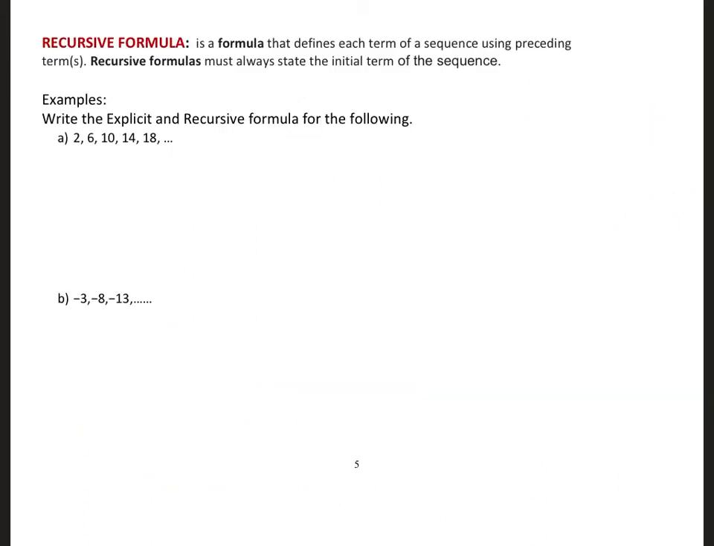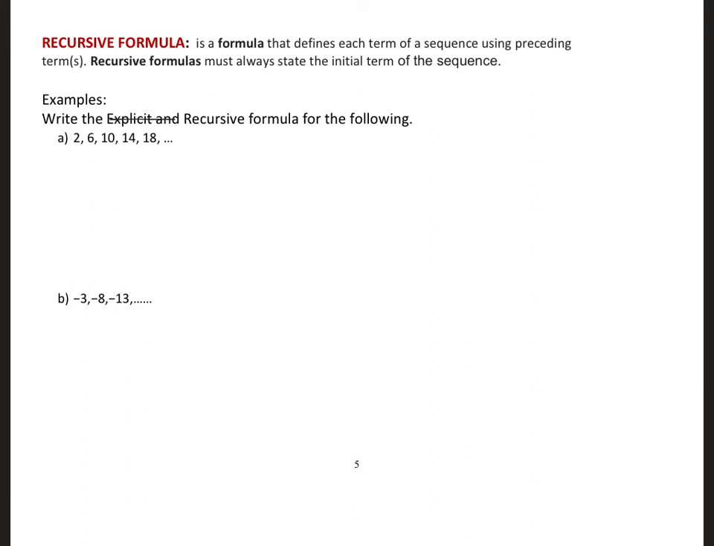So here we are looking at the recursive formula. It's a formula that defines each term of a sequence using preceding terms. The recursive formula must state the initial term of the sequence. And here is an example. Write the explicit and the recursive. So you already did the explicit, so we're not going to do it again here. Just going to do the recursive.